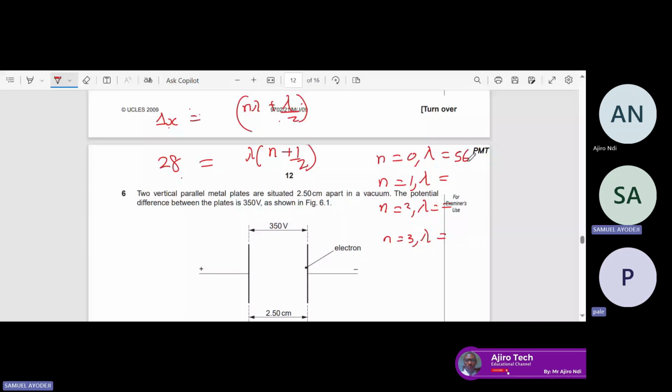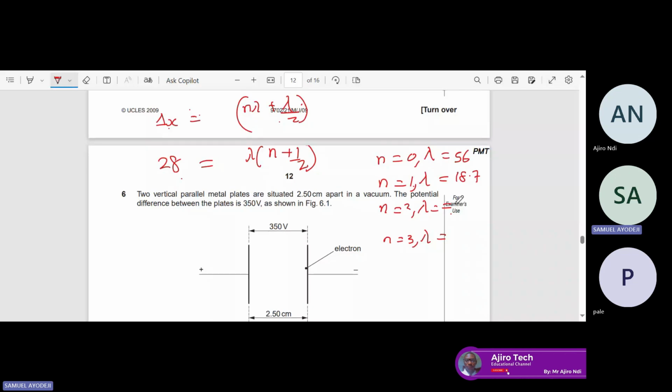When n is equal to 1, the wavelength is 18.7. 18.7. N is equal to 2.